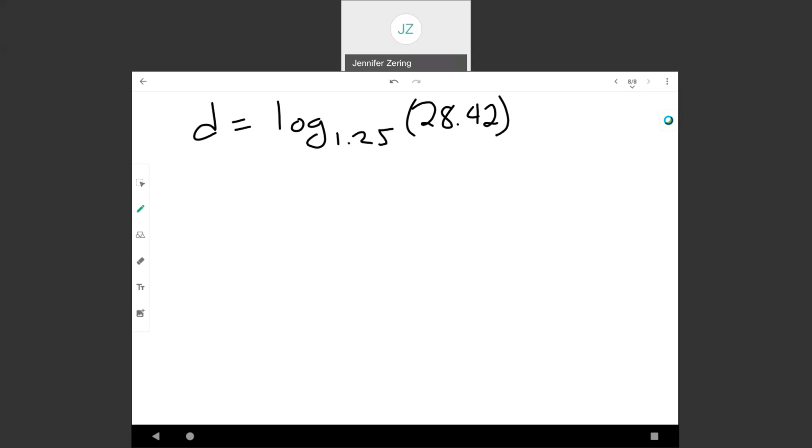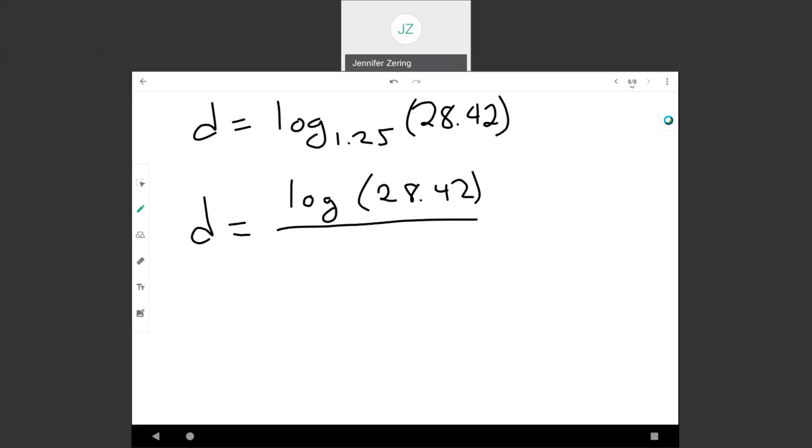So there's this nice little change of base formula. It's more like a process to understand, but it's not super complicated. The change of base formula says that whatever my big number is that I'm taking the logarithm of, I'm going to write that as the numerator of a fraction. So log of 28.42. I'm not using log base anything, I'm just using log base 10, the common log, and that's the numerator of a fraction.